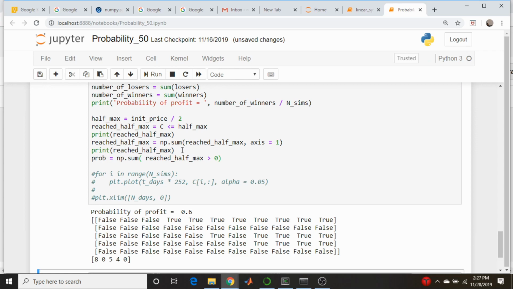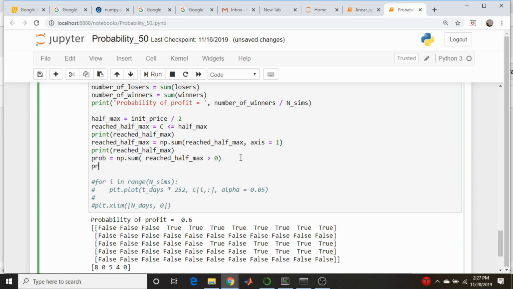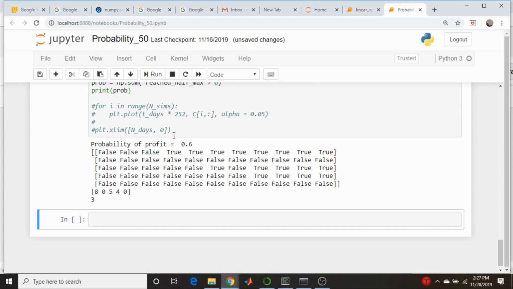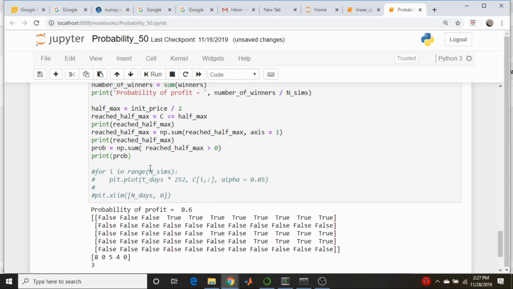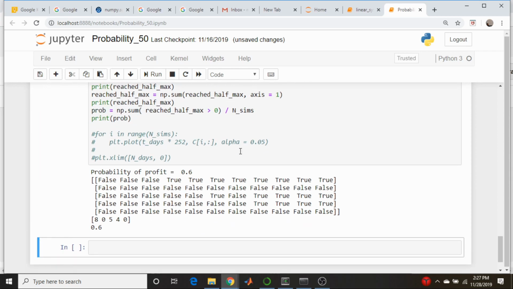Let's see, does that run? Good. And let's print out that probability. Print prob. Oh, that's the number of elements that was non-zero. So we need to divide that by the total number of runs. So prob is equal to that divided by n sims. And in this case, 60%, which is true.